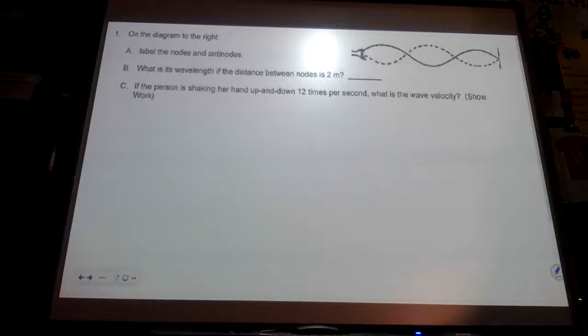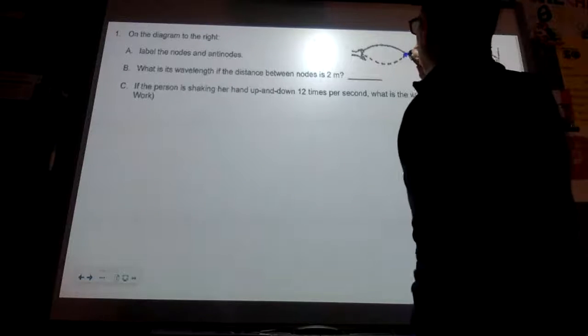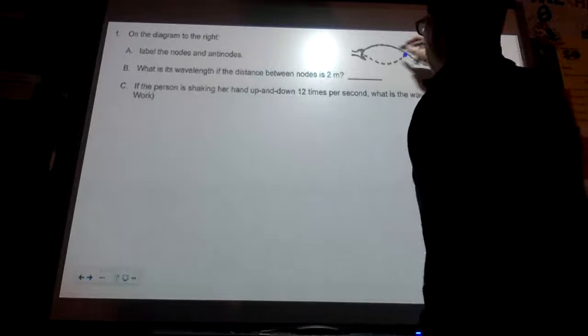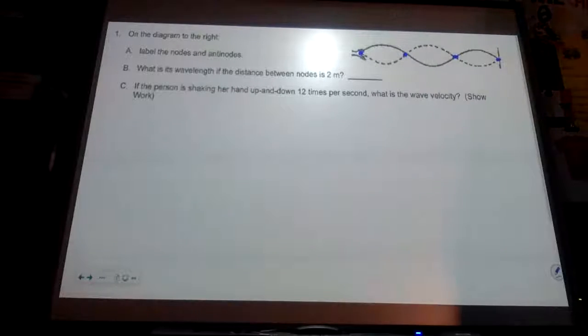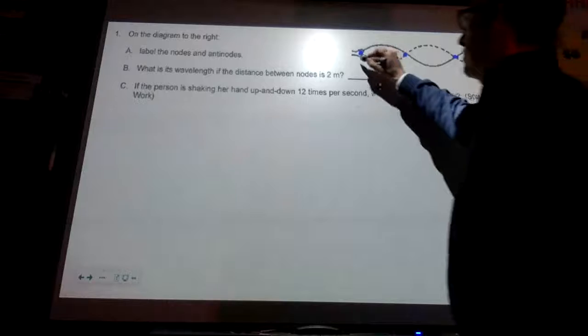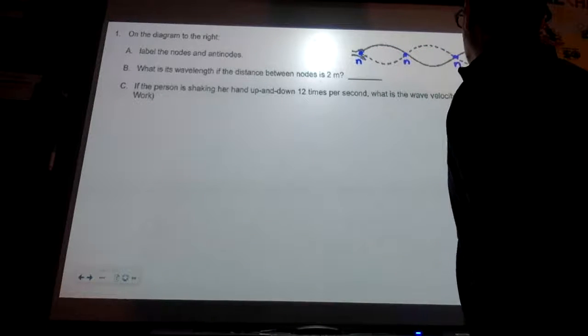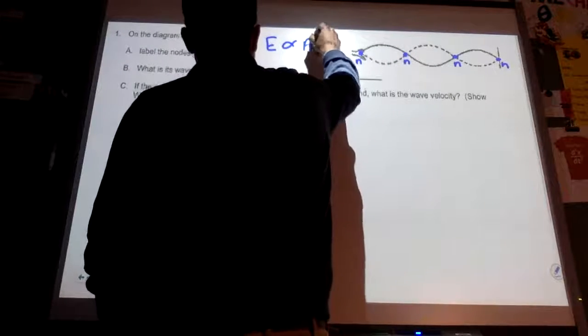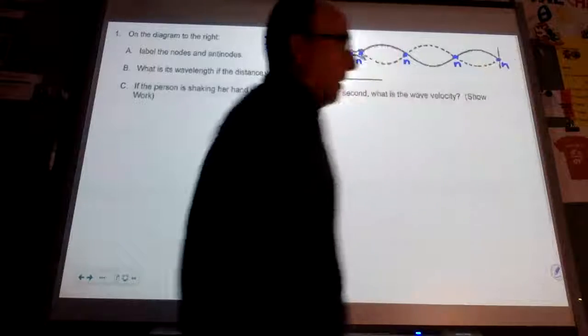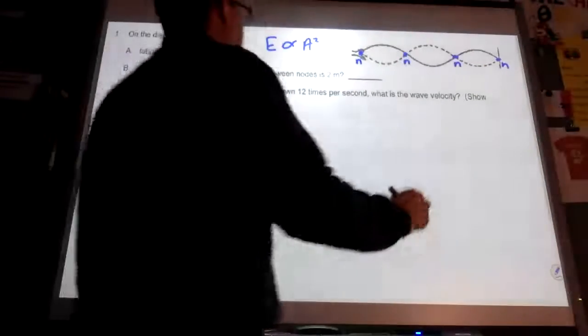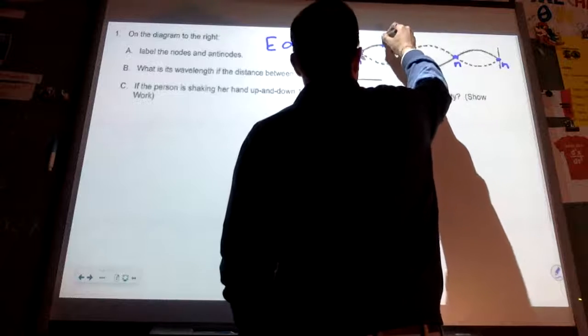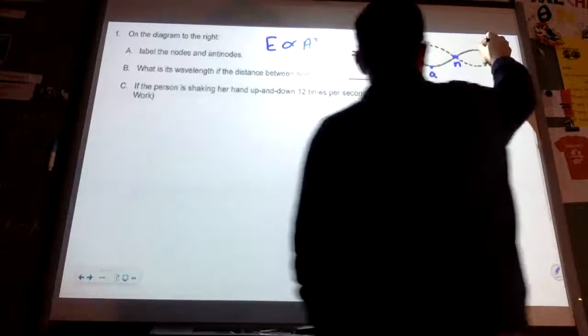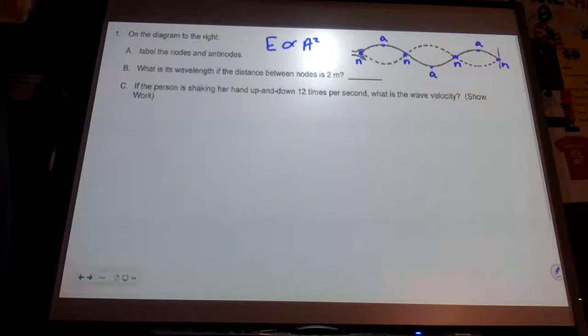On the diagram to the right, label the nodes and the antinodes. The nodes are going to be the places where it has, so these are going to be nodes, no energy, no amplitude. Remember, our energy is related to the amplitude squared. I have no amplitude at those points. The wave has no energy at those points. Antinodes are going to be our peaks and valleys.